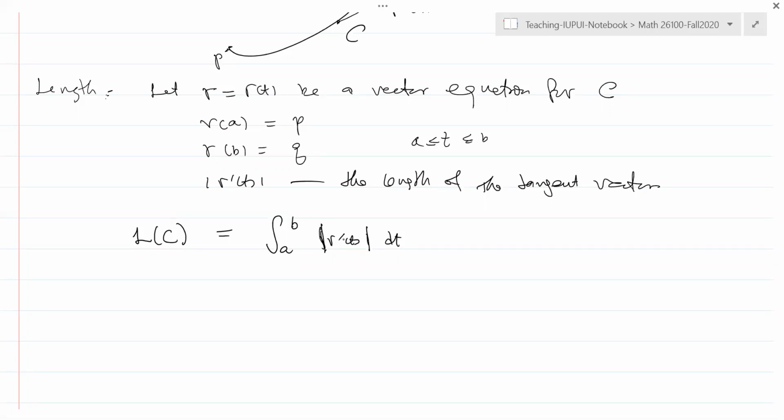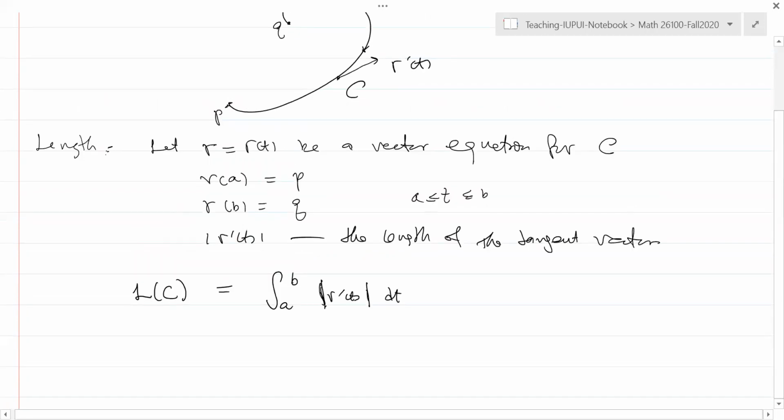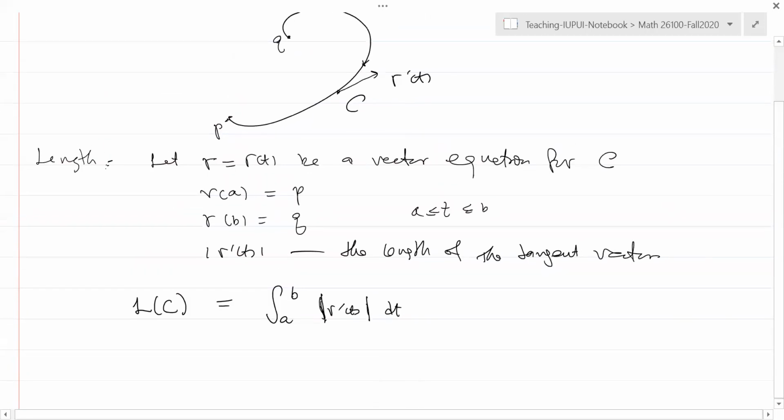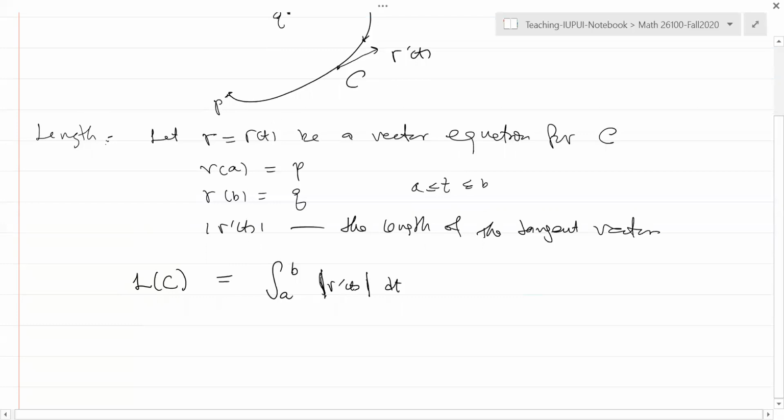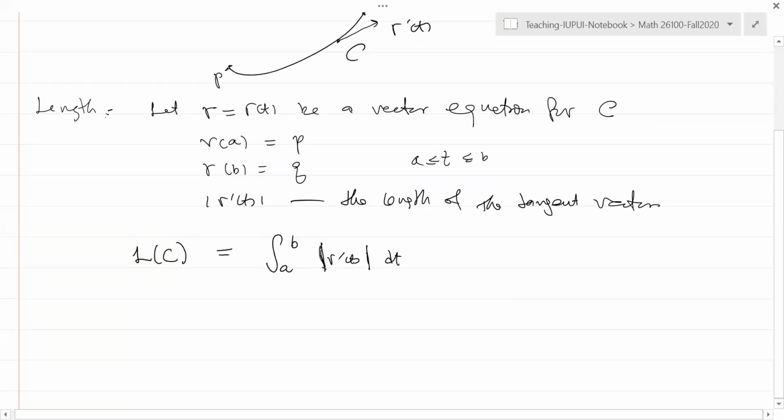And we can show that this is well defined. So if we have another vector equation for the curve C, you will get the same integral. So the value of the integral is the same. I have to make a couple of points to explain this formula. This is a formula.